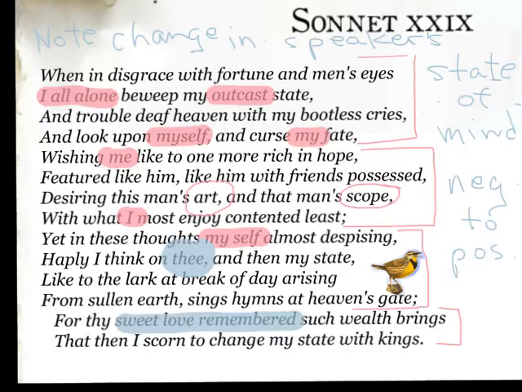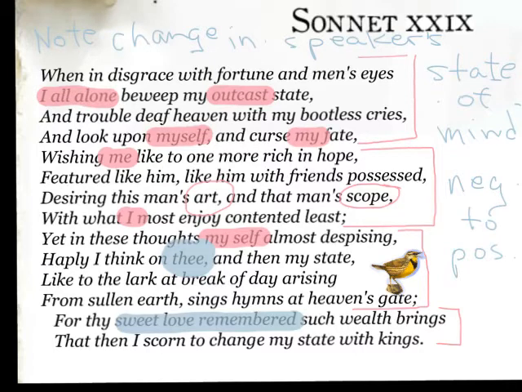So we know that this speaker is feeling alone. We also know that he has talked to deaf heaven with bootless cries. In other words, he's turned to heaven or otherworldly forces, and he's basically not getting any answers. And there's a certain feeling of resentment there. He's also going inward, and he's cursing his fate. Notice the word fate. Was it preordained? Was it something that just came out of the blue?